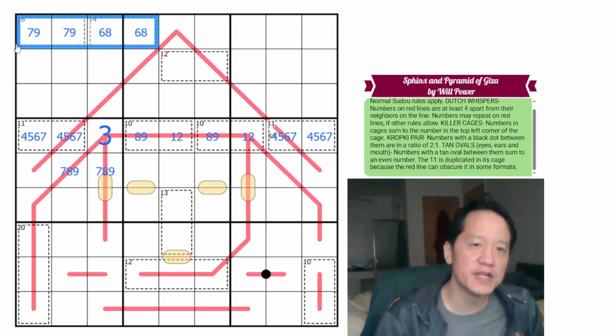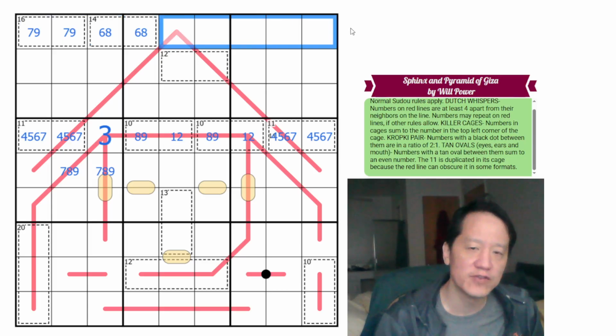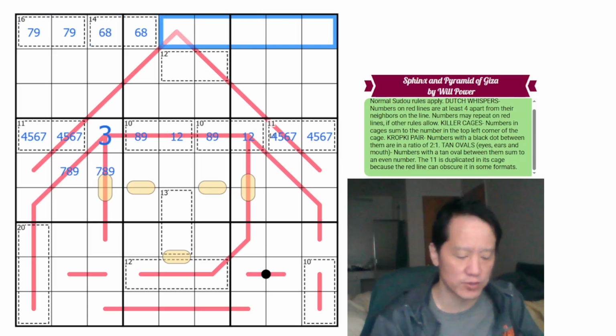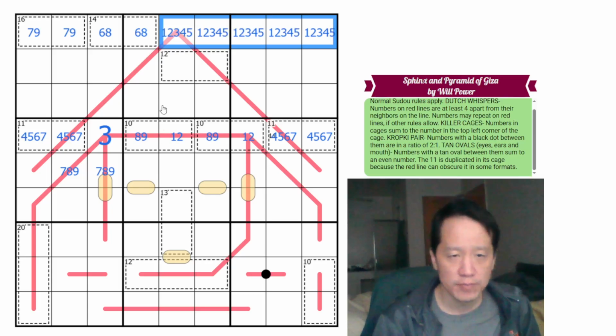Well, now we have a 7 and 9, 6 and 8 pair in row 1, which eliminates 7, 9, 6, and 8 for the rest of the row. So this is 1 through 5.